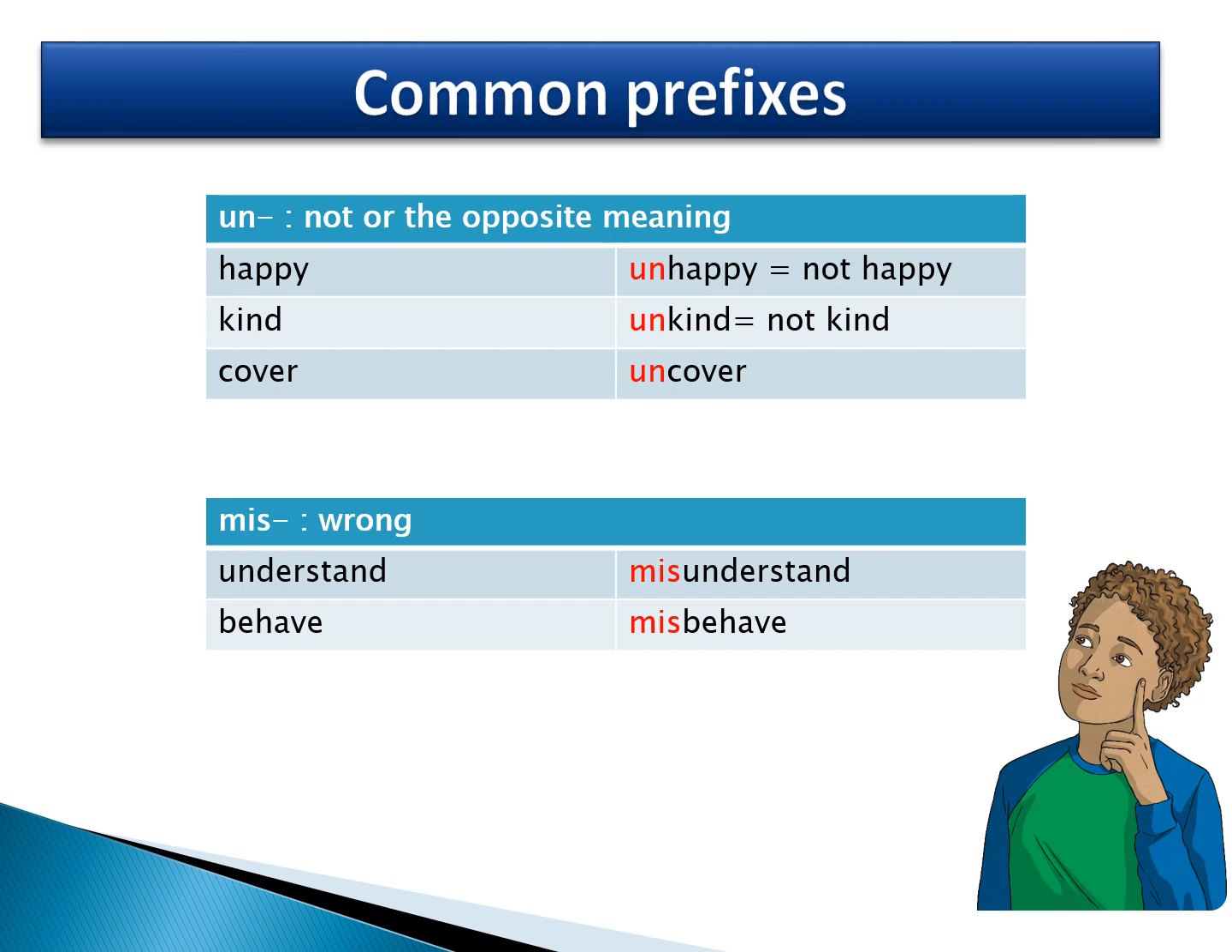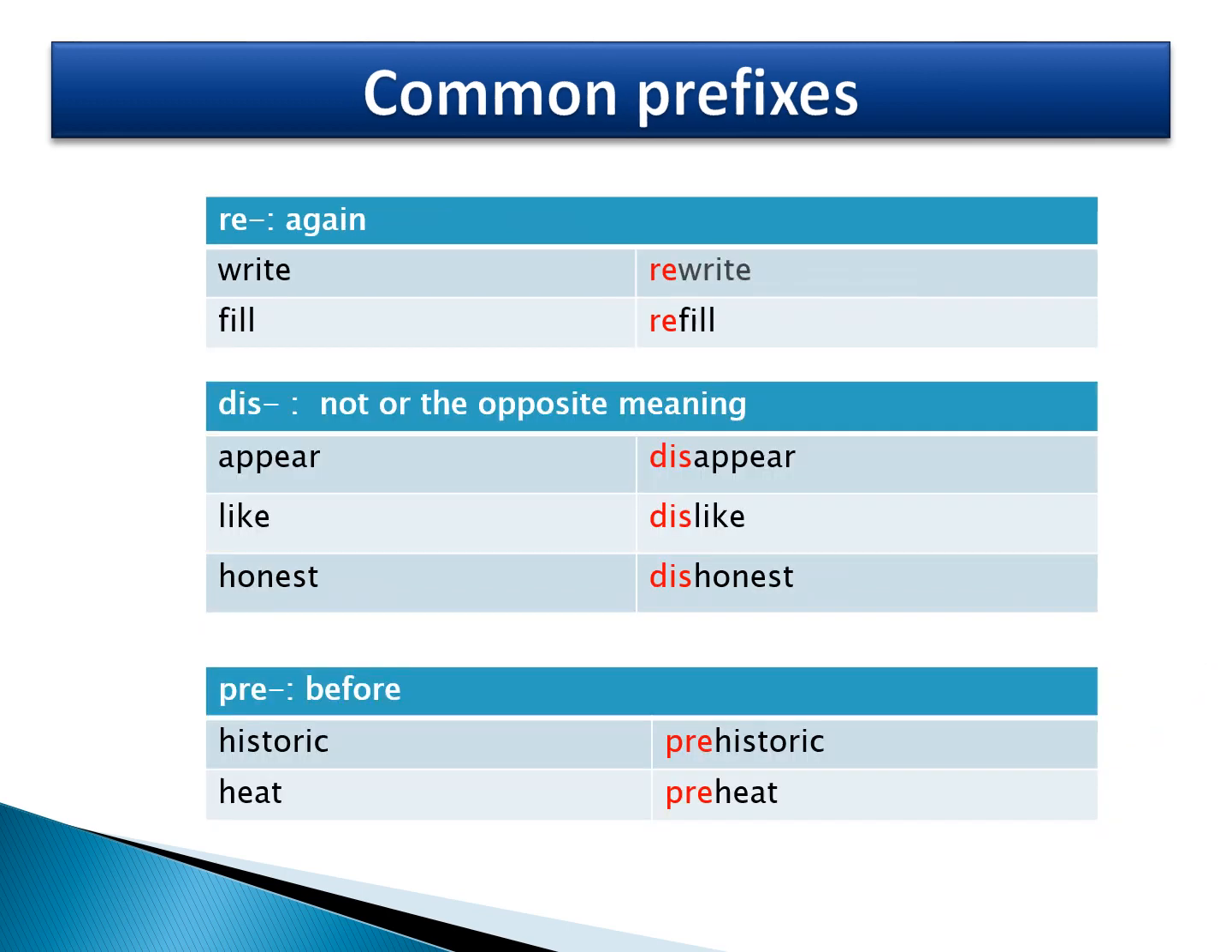Mis. Mis means something wrong, like when you get something wrong, as in misunderstand, or when you do something wrong, like in misbehave. Re means again. So when you rewrite your sentences, you are writing them again. When you are thirsty, you may refill your glass with water.